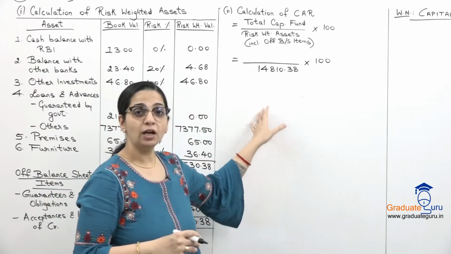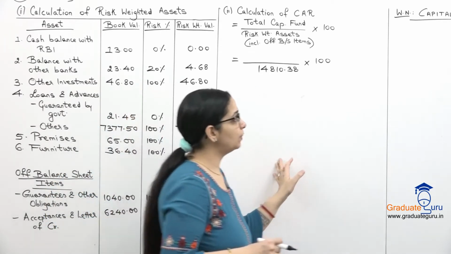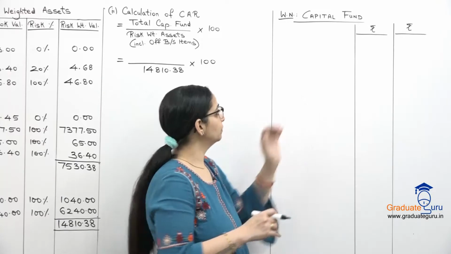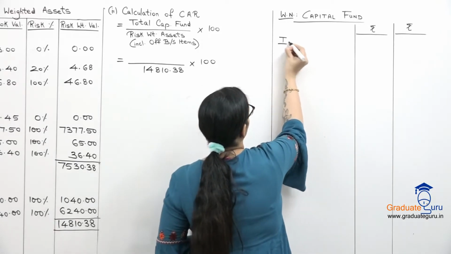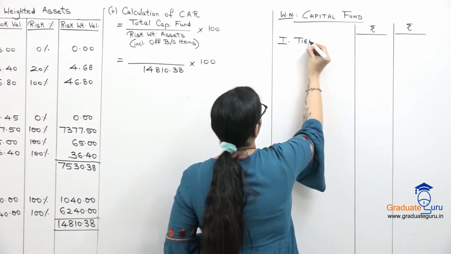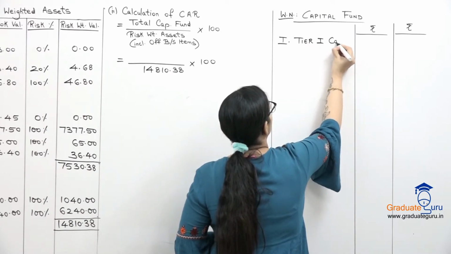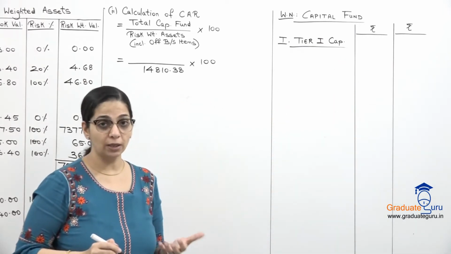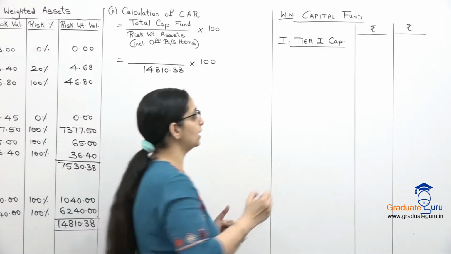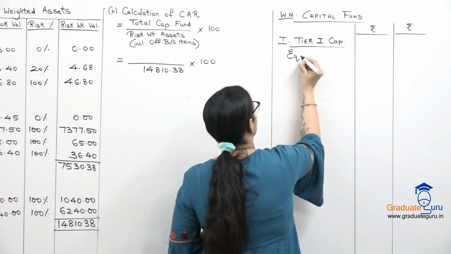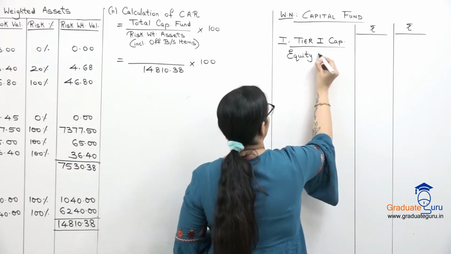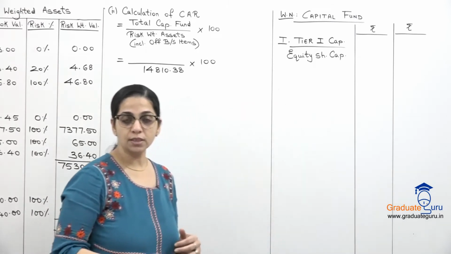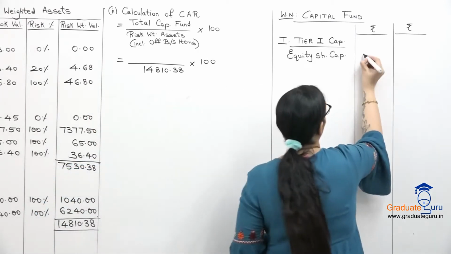Now we have to calculate our total capital fund. For that I have made this working note over here. This is just inner column and outer column. So here first we will take tier 1 capital. Let's see what we have in our sum that we will put in tier 1. First is equity share capital. Equity share capital is given as 650 lakhs, which I'll write down as it is.